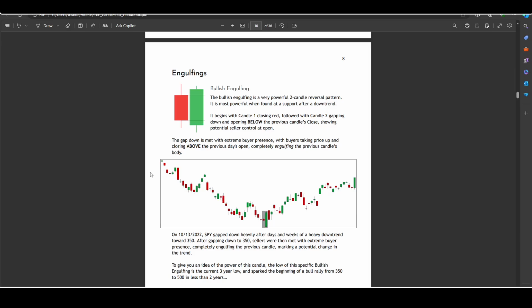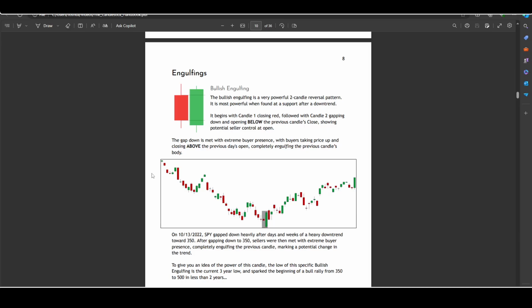It is the most powerful when found at a support and after a downtrend. And you're going to see that pretty much repeated in every single example for the most part. Some of these will say 2, 3, but everything is going to say most powerful when found at support or after a downtrend. And when we're looking at bearish candlesticks, you're going to see it says most powerful when found at a resistance or an uptrend. And again, at the top of an uptrend. And that's because it's given the best positioning for what it can do.